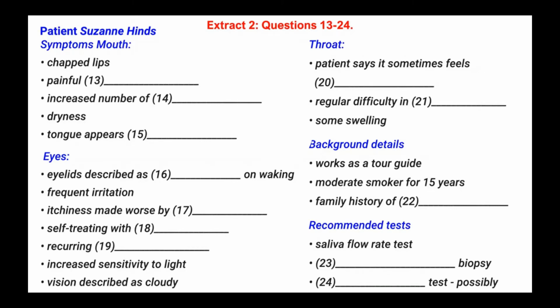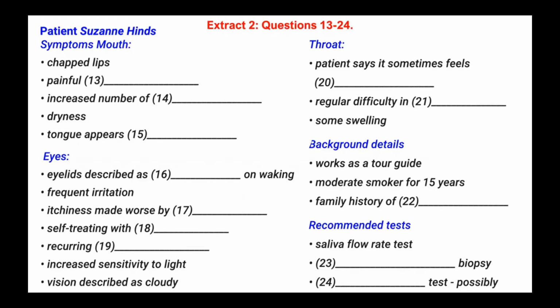In this section, we have to pay particular attention to when the patient talks about her mouth or anything related to or close to her mouth. There are 3 questions. The first one is painful blank. Second one is increased number of blank. And third one is tongue appears blank.